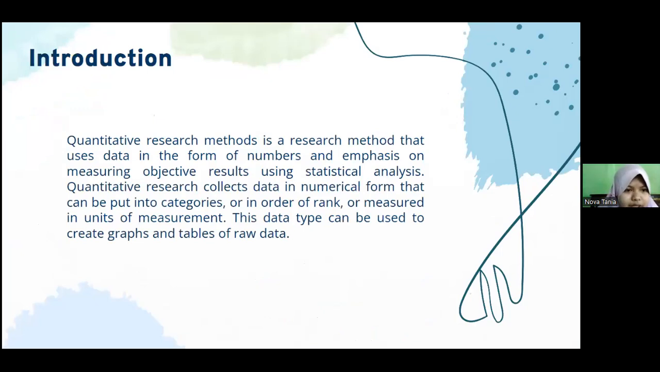First, the introduction. Quantitative research method is a research method that uses data in the form of numbers and emphasizes measuring objective results using statistical analysis. Quantitative research collects data in numerical form that can be put into categories, or in order of rank, or measured in units of measurement. This data type can be used to create graphs and tables of raw data.